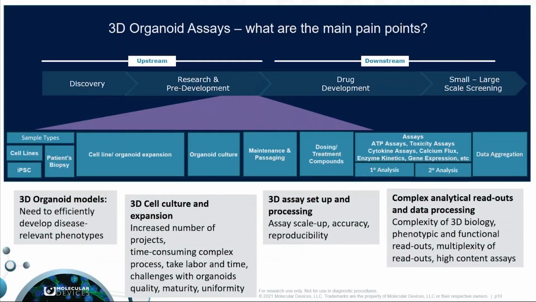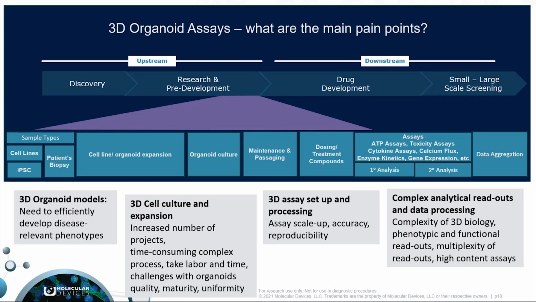So what are the main pain points of using 3D organoids for drug screening? First of all, it's at the beginning, where you choose the cell source. In addition to traditional cell lines, it is desirable to use stem cell derived cells to differentiate them into particular tissues. They also could come from patient biopsies or other primary sources. Those 3D organoid models need to efficiently develop disease-relevant phenotypes.